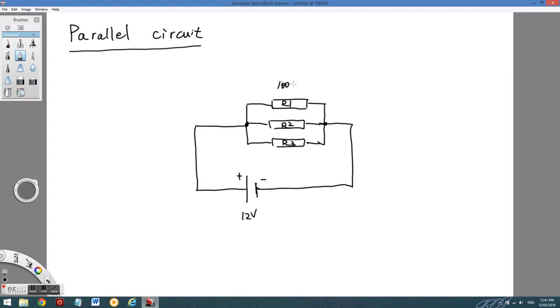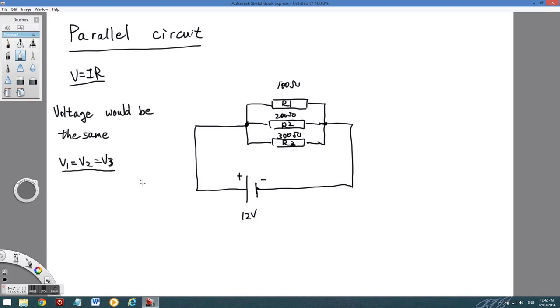Now say I have three resistors, 100, 200, 300 ohms. The equation we're going to use is V equals IR. The important thing in a parallel circuit will be the voltage. The voltage across each resistor is the same. So V1 equals V2 equals V3.